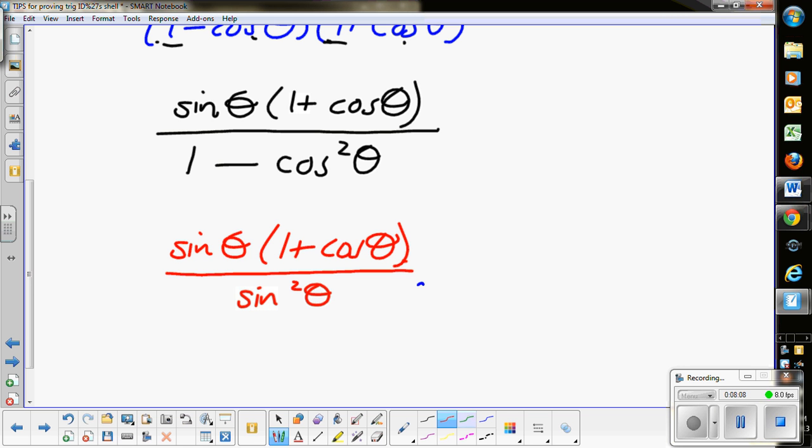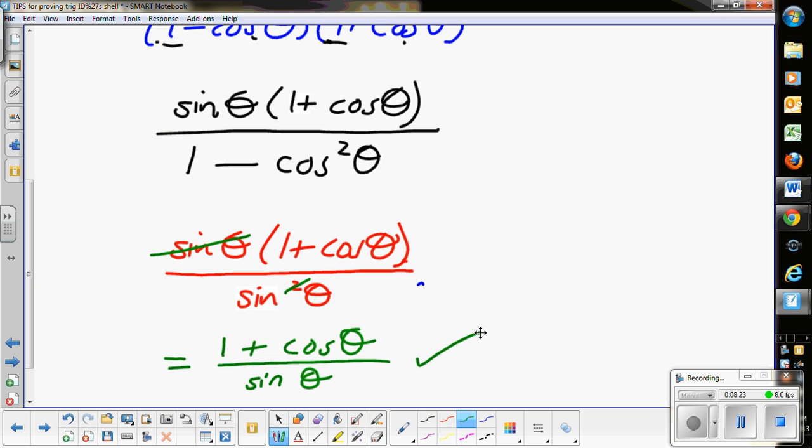And then there's some magic canceling that can happen. This sine will cancel one of those sines. And in my last step here, I have 1 plus cosine on the top and just a single sine on the bottom. And that was the right side of the equation.